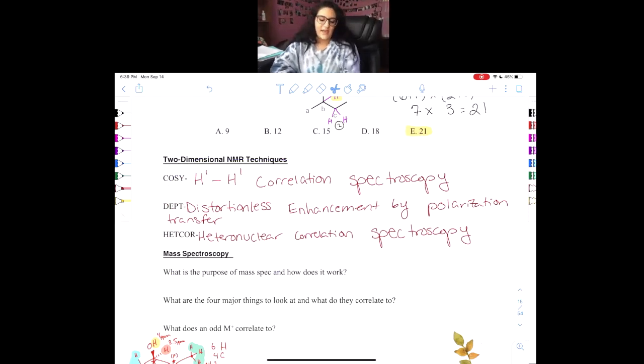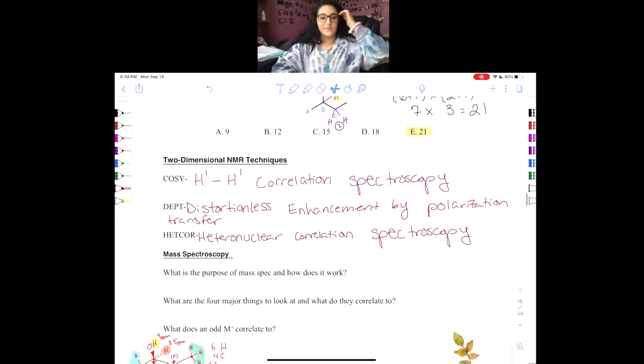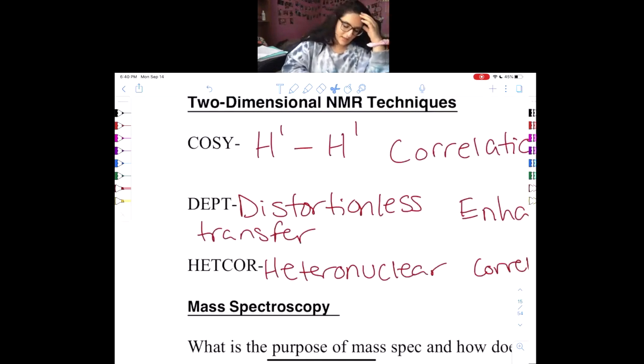COSY is correlation spectroscopy. I'm getting really ahead of myself. DEPT is distortionless enhancement by polarization transfer, and HETCOR is heteronuclear correlation spectroscopy. And so I really hate memorizing things, so I came up with a fun kind of way to remember these.